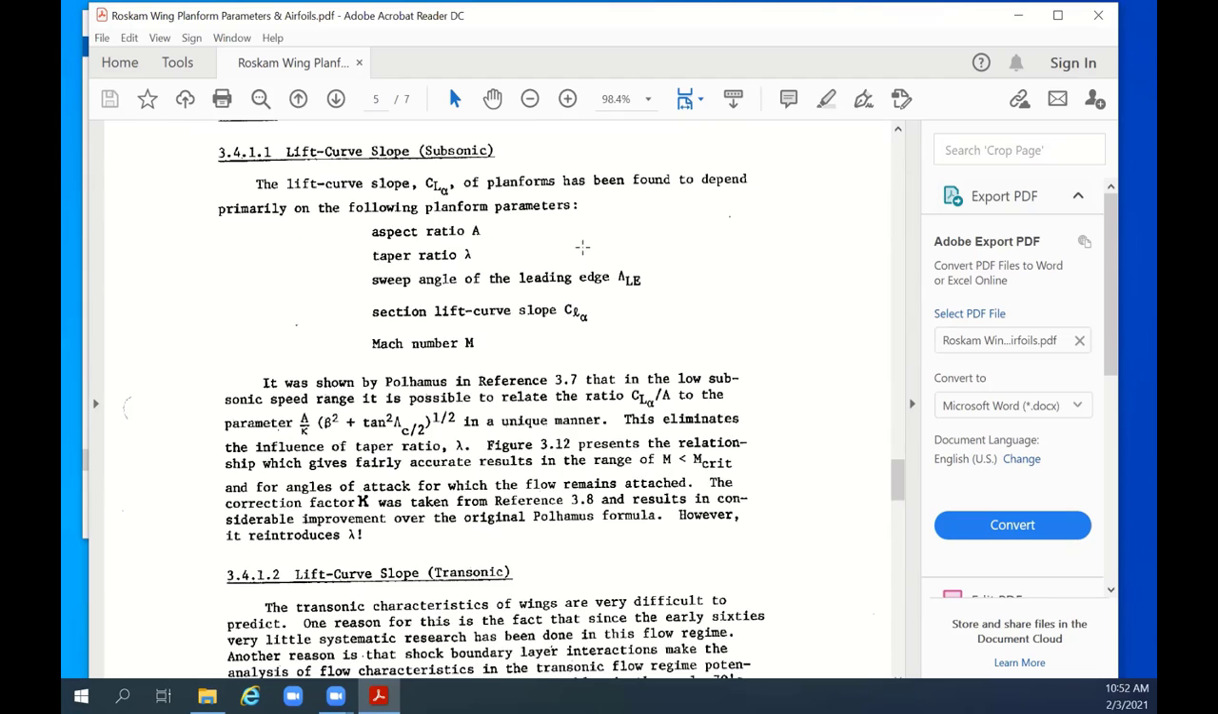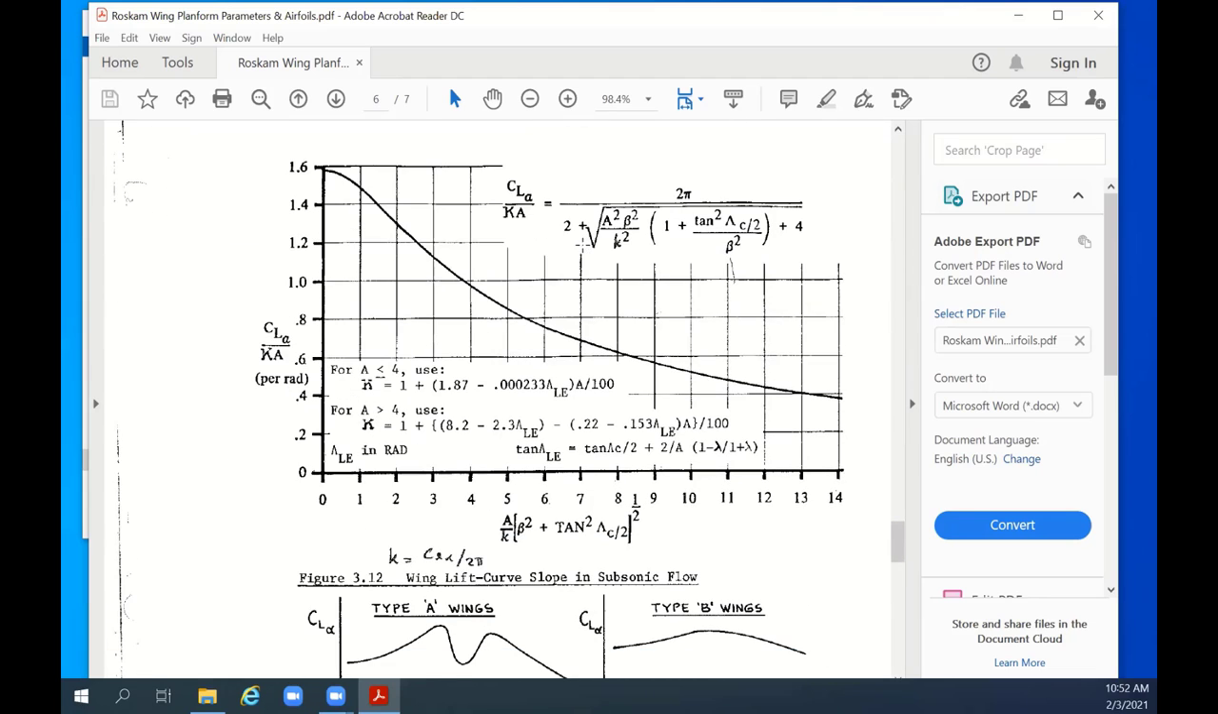Scroll down, page through this document, and you get to here. And this is a formula and a graph that shows you how to calculate capital C L, so that's the lift of the wing, versus alpha. So you can get the finite wing lift curve slope. So this, remember, lowercase l is the airfoil or infinite wing lift curve slope. And then this formula allows us to calculate the finite wing lift curve slope. So I'm going to switch back to the board here.